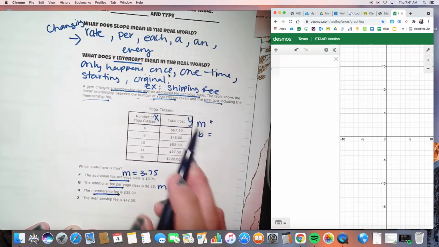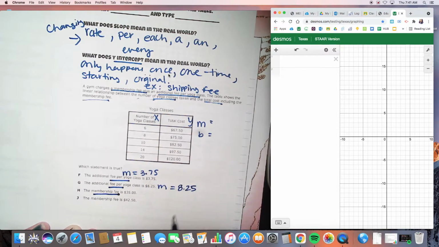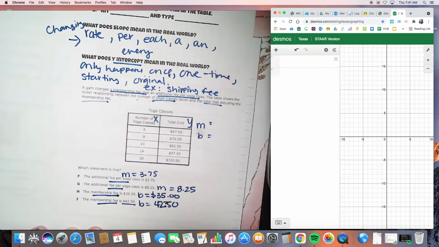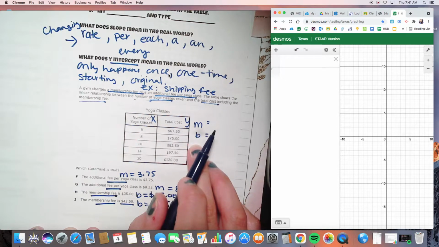Okay? The membership fee is not on my table, so I know that that's my y-intercept. So that means B equals $35. The membership fee is $42.50. Again, B equals $42.50. And now I'm just going to go ahead and find what slope and y-intercept is.